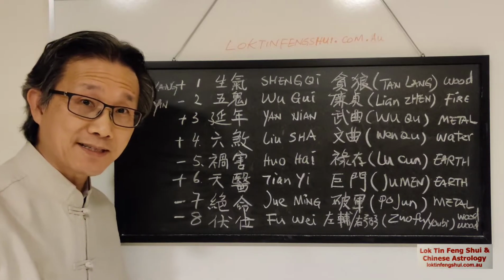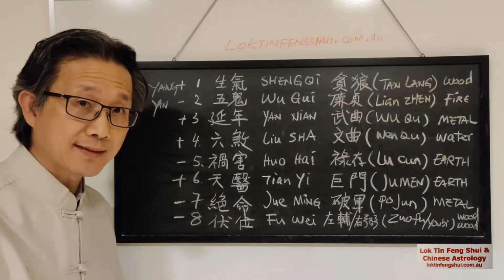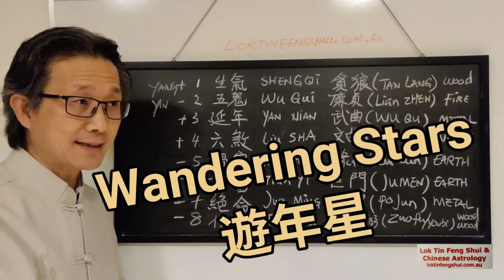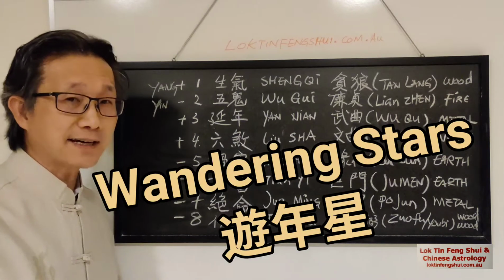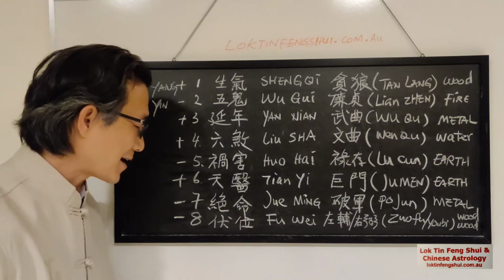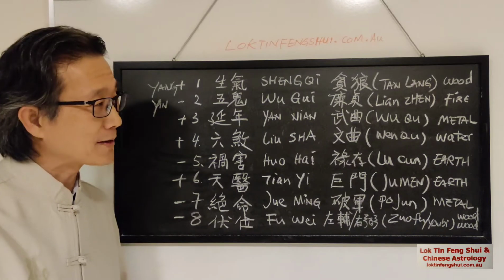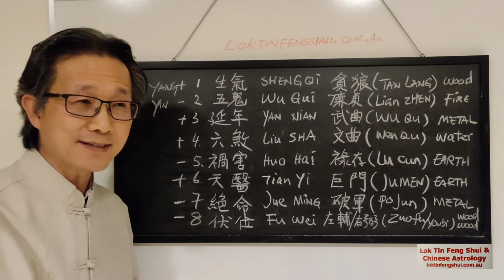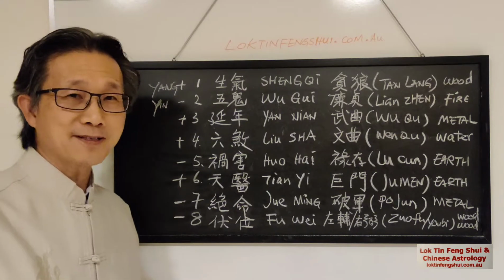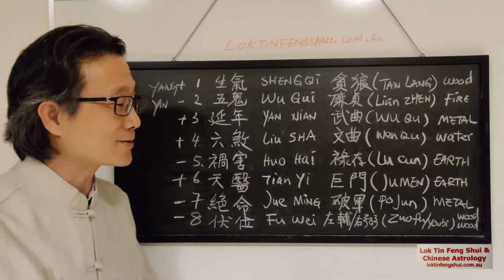Okay, so let's start with the wandering star, or they call it the 遊年星 or 大遊年星, the big wandering star. They are actually 9 stars, but you will question why there are only 8 gua, Bagua, and how come there are 9 stars? Okay, let me explain to you.